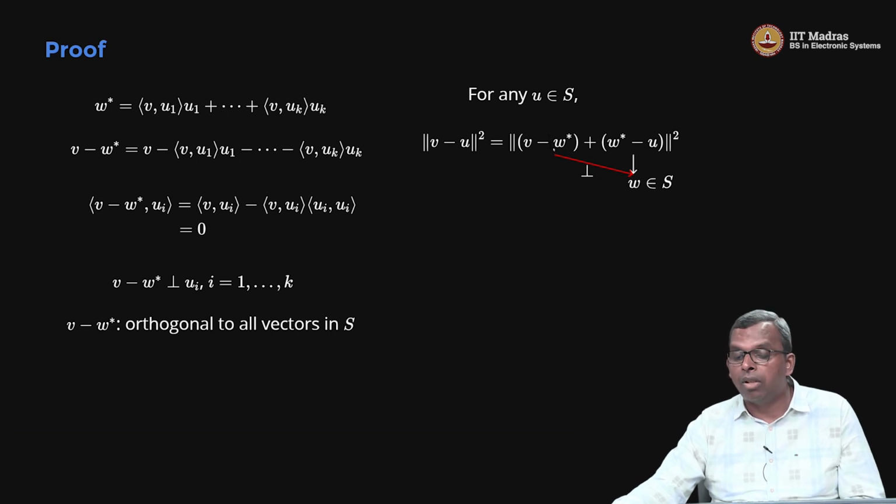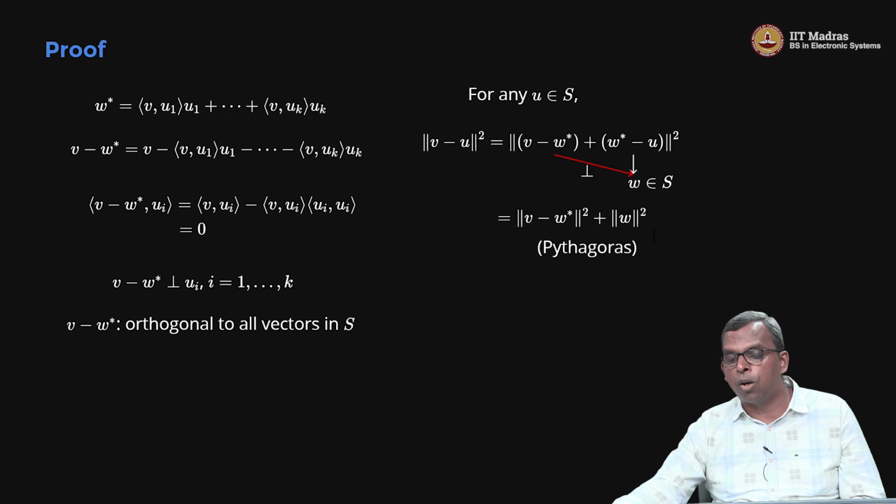You'll see. So now, when we have two orthogonal vectors being added and you're taking the norm squared, you can use Pythagoras. What does Pythagoras tell you? It's equal to norm of v minus w star squared plus norm of w star minus u squared, plus of course some dot product will come, but the dot product will go to 0 because these two are orthogonal, right? So that is the Pythagoras theorem, isn't it? So you have norm of v minus w star squared plus something, and this something is non-negative, it cannot be negative, which means for any u in S, norm of v minus u squared is greater than or equal to norm of v minus w star squared.